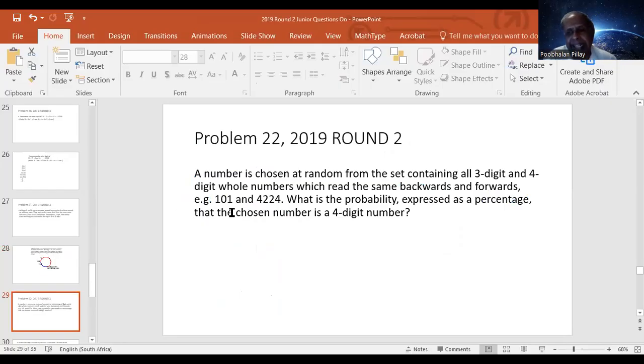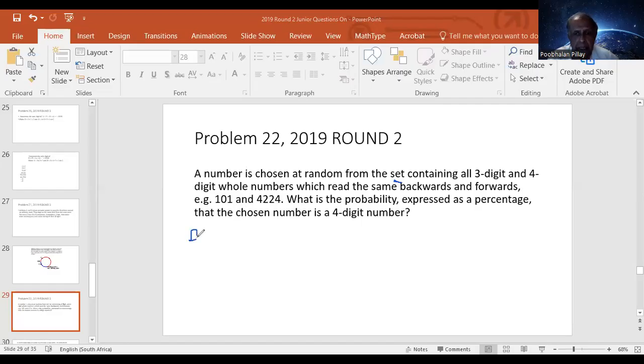A number is chosen at random from the set containing all 3-digit and 4-digit whole numbers. Okay, you know what 3-digit numbers are, 4-digit whole numbers, which read the same backwards and forwards. So now this number here reads the same backwards and forwards. This too reads the same backwards and forwards. So we choose a number at random from the set that contains all such numbers.